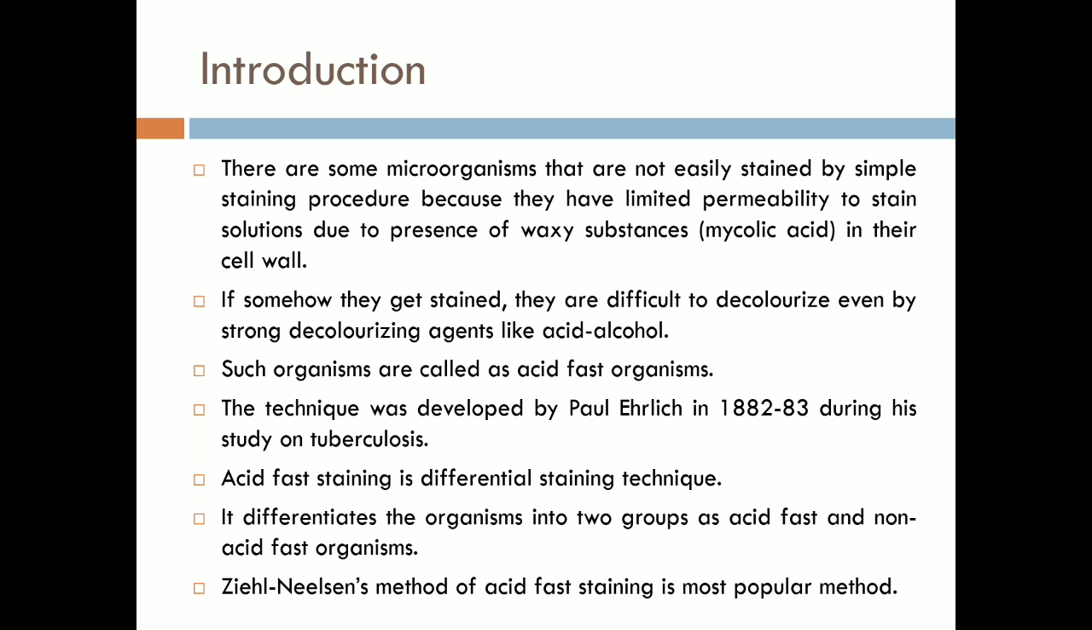Such organisms are called acid-fast organisms. The technique was developed by Paul Ehrlich in 1882-83 during his study on tuberculosis. Acid-fast staining is a differential staining technique. It differentiates the organism into two groups as acid-fast organisms and non-acid-fast organisms. Ziehl-Neelsen's method of acid-fast staining is the most popular method.